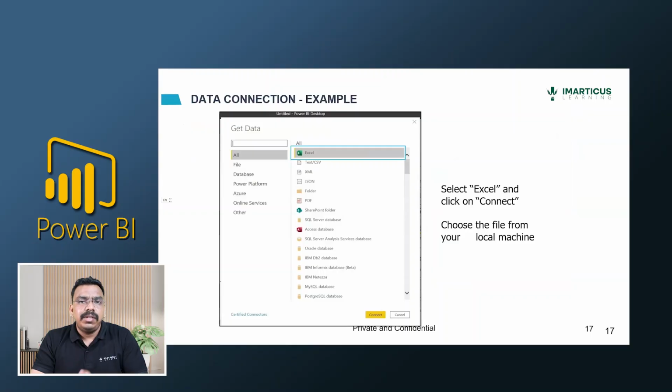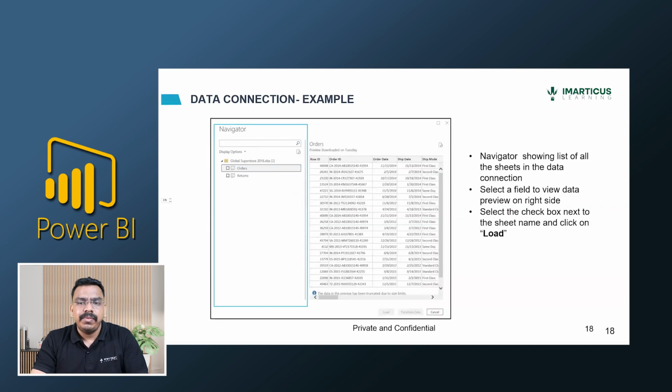If you want to connect an Excel file, you can just go to the Home tab and search for Get Data. In Get Data, you can find an option called Excel. You can just click on that Excel and it will ask you for the particular path where the Excel file is present. You can just select it and load it to Power BI.